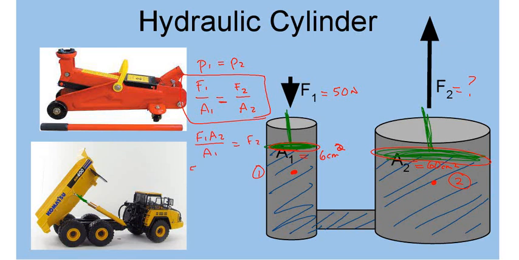And I'd put in my numbers. I'm pushing down with 50 newtons. A2 is 60 centimeters squared. A1 was 6 centimeters squared. The centimeters squared cancel out. 6 would go into 60 10 times. 10 times 50 would be 500 newtons.